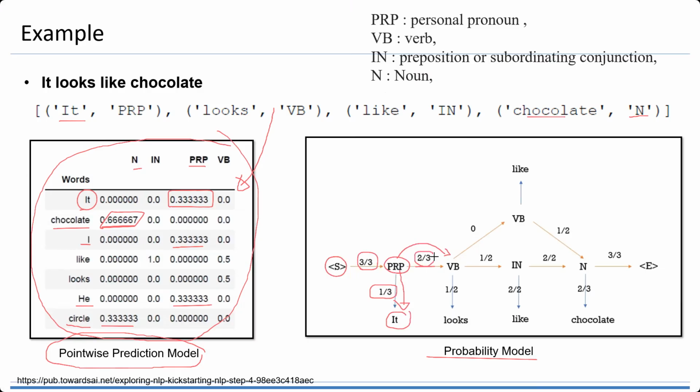And then after PRP, the probability of verb is 2 divided by 3, 66%. After the verb, there is a probability that it is in, or the preposition, is 50%. And in the verb, looks, it is a probability of 50%. And so on. So we can make this model to represent the POS mechanism.